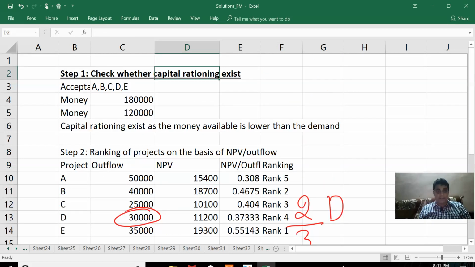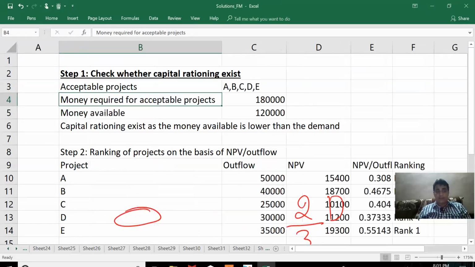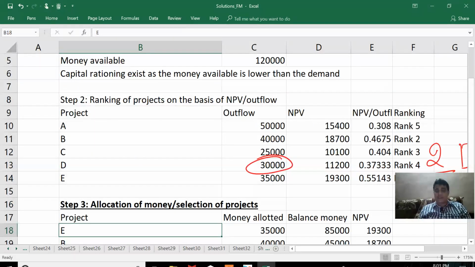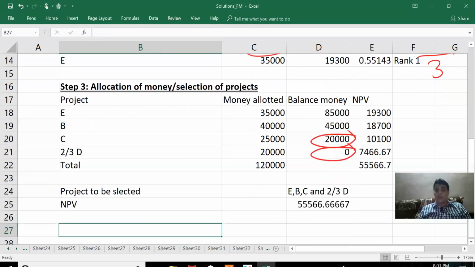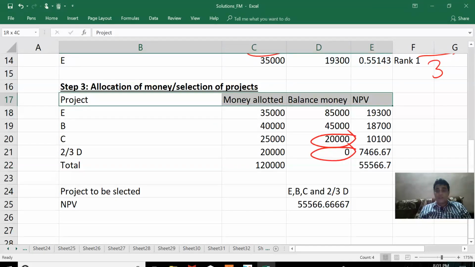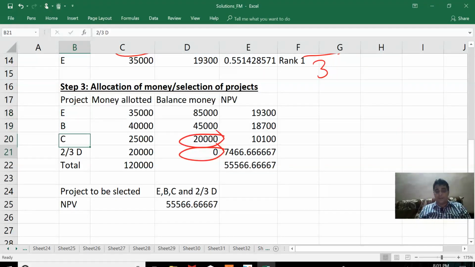I'll repeat the steps here. I initially check whether capital rationing exists. Yes, capital rationing does exist because you need 1,80,000 whereas you have only 1,20,000. Now after that what we have done is we did a ranking which indicates which is the best project in terms of the NPV it can generate. After that we allotted the projects. This is a scenario where the projects are divisible, kind of easy to do. Now I'll get to something called as indivisible projects. So we'll proceed to indivisible projects now.